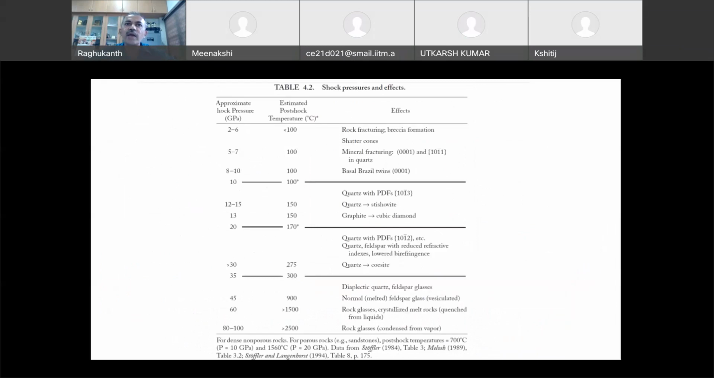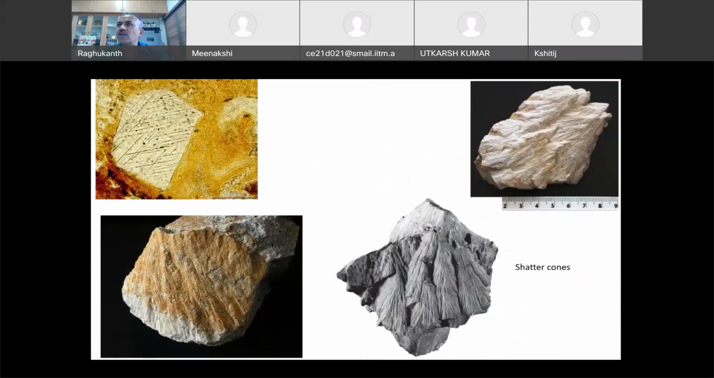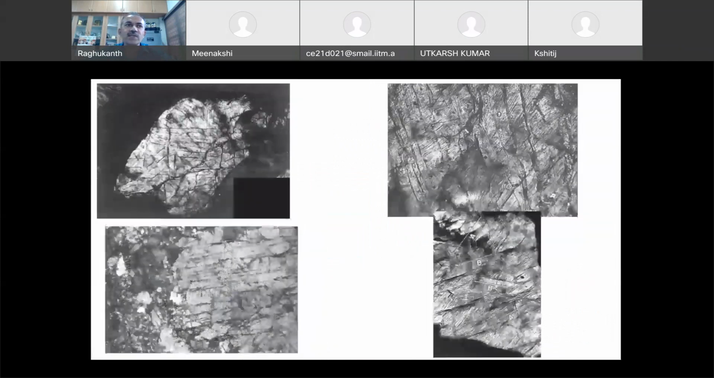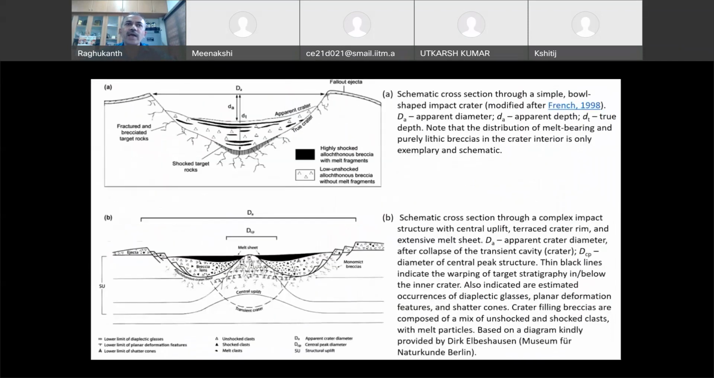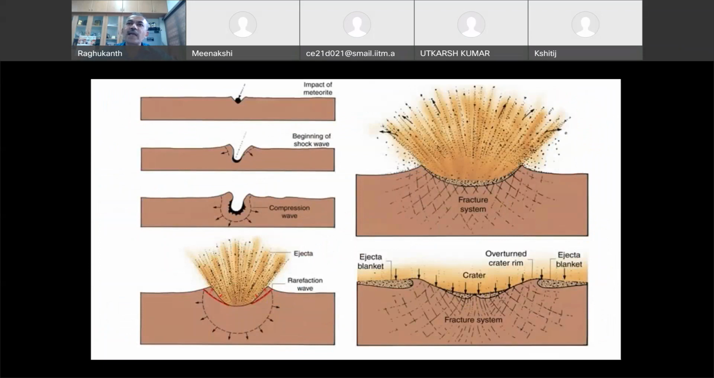If it is graphite, you will get a diamond. If it is quartz, you will get coesite or something like that. I showed you those, right? These shatter cones and these special types of materials. So this is how the crater forms. Finally, once everything settles, you will see this ejecta blanket. That is material from here flying off because of the compressive wave and rarefactions. It is converted into a tension wave, and due to tension everything flies off. You will see this type of ejecta blanket itself.